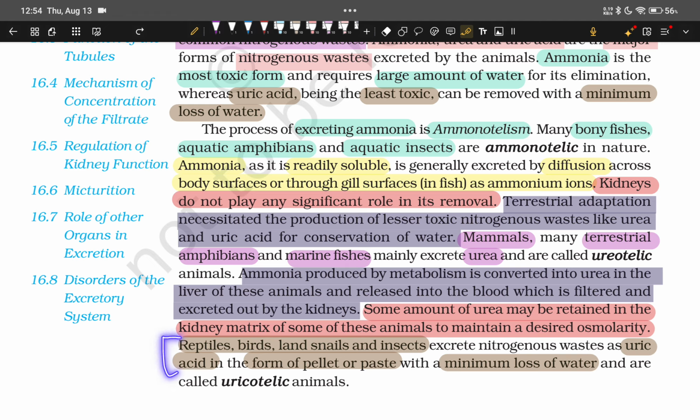And then we have uricotelic animals, which remove uric acid from their body. Examples are reptiles, birds, land snails, and insects.